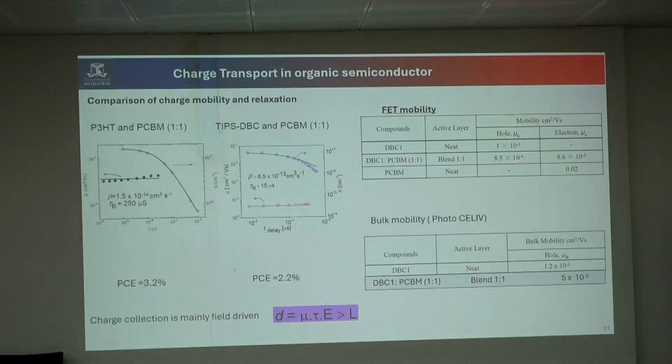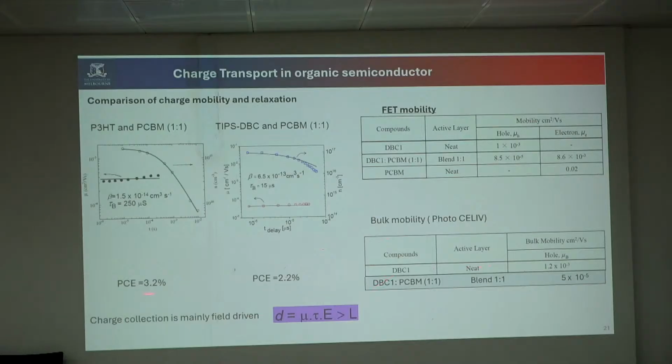That's why here, if you see in this case, the hole mobility is 10 power minus 5 and the electron mobility is 10 power minus 3, there is a mismatch. So that also causes the device performance to go down. For the case of P3HT, I almost didn't give it, the electron mobility and hole mobility are almost equal. That's why we are getting somewhat good, decent performance.